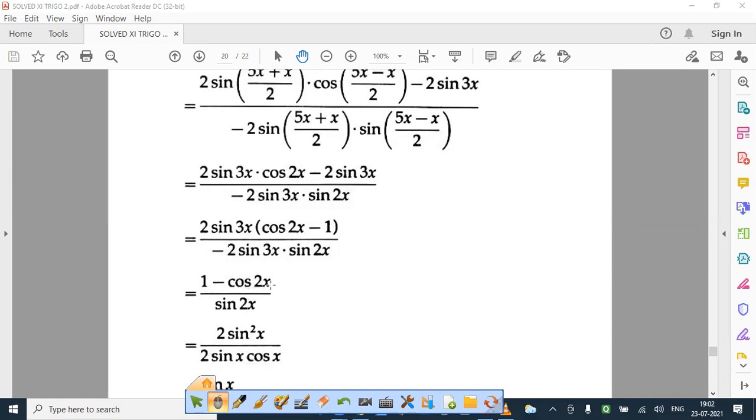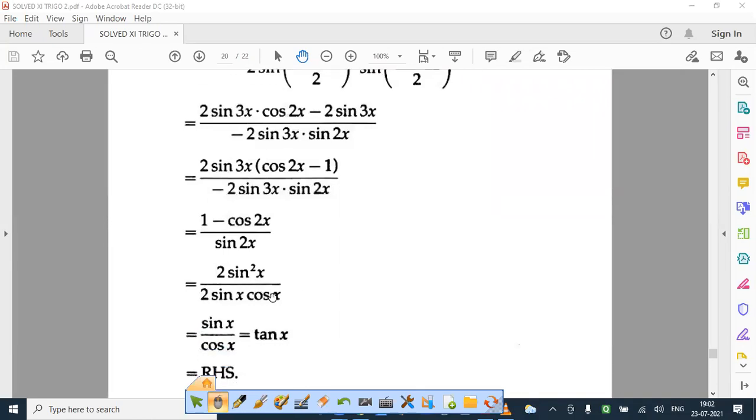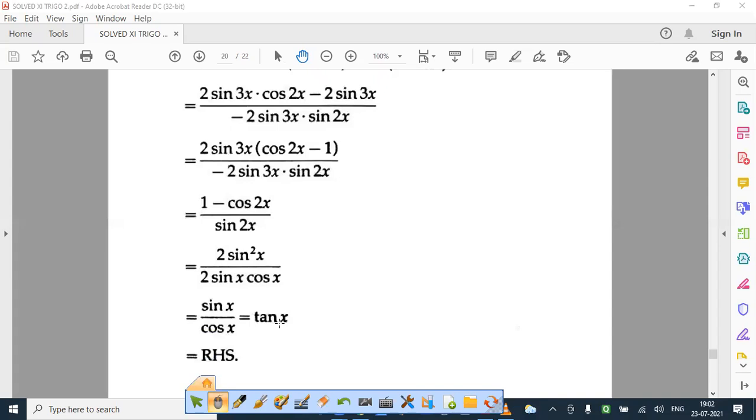Now 1 minus cos 2x is 2 sin square x. And what is sin 2x? 2 sin x cos x. What remains is sin x by cos x, that is tan x, which is nothing but the right hand side.